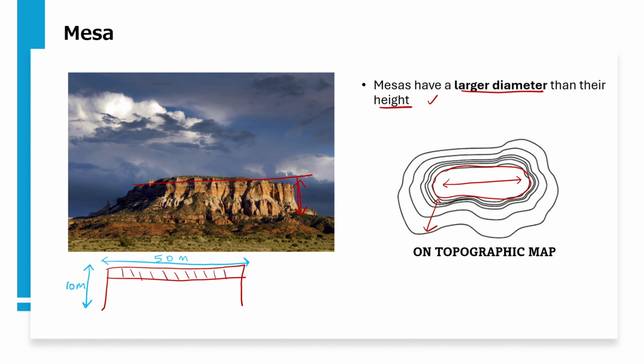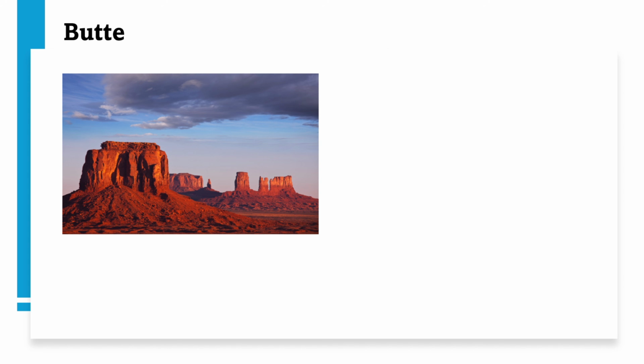So basically, what you have to know about mesas is that they are actually coming from plateaus. So plateaus will go through scarp retreat and they'll become mesas. Then mesas will also go through scarp retreat and they'll become buttes.